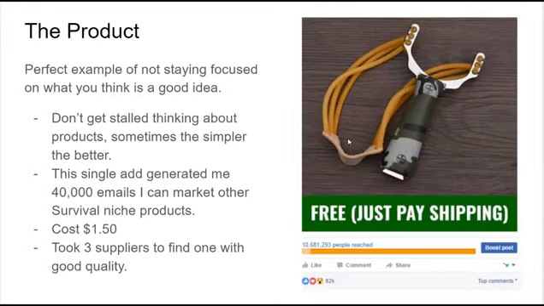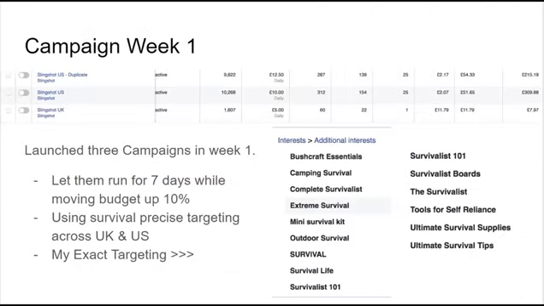So basically, in the last video we brought you through the niche and the product. We're going to go through the targeting now, but we're going to jump straight into our campaign structure and how we actually get started with this 130k product. So if we jump down to the next slide, this was week 1 of the campaign.